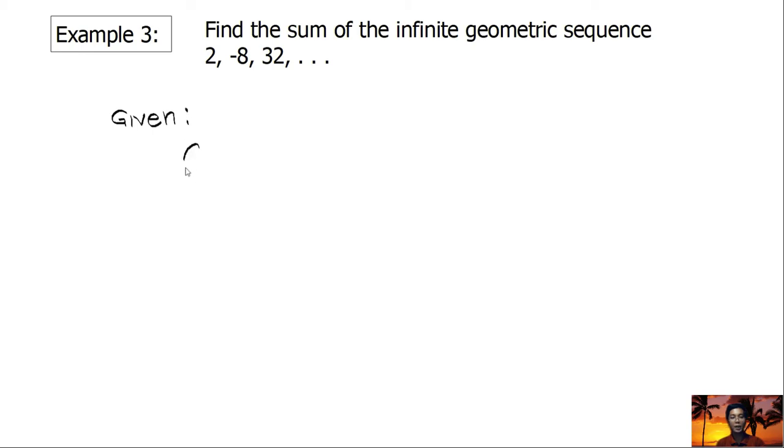Okay, our a sub 1 is equal to 2. Our common ratio equals. So, tingnan po natin by observation. So, 2 naging negative 8. Negative 8 naging 32. So, ano po ang ating common ratio in this case? So, 2 tapos naging negative 8. So, ang multiplier ay siguro baka negative 4. Pag dinivide natin, negative 8 divided by 2, that is equal to negative 4.